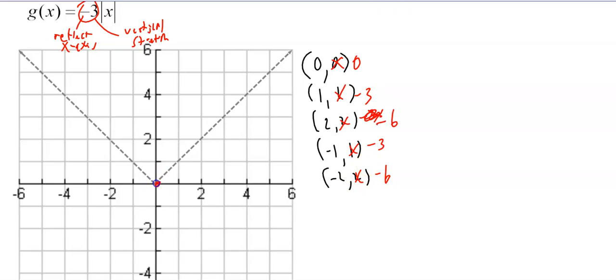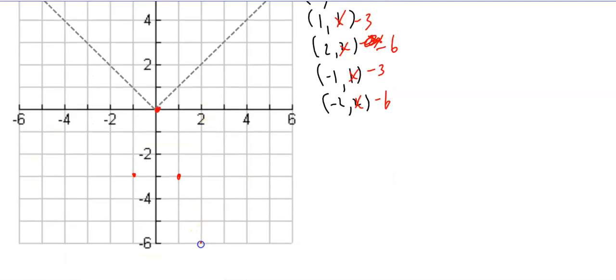It's going to be (0, 0), (1, negative 3). So it did reflect over the x-axis. (Negative 1, negative 3), so right down here. (2, negative 6), so right down here, and (negative 2, negative 6). So you've got your beautiful graph right here. It's kind of a skinny parabola or skinny absolute value V. It's been reflected over the x-axis and it has been vertically stretched.